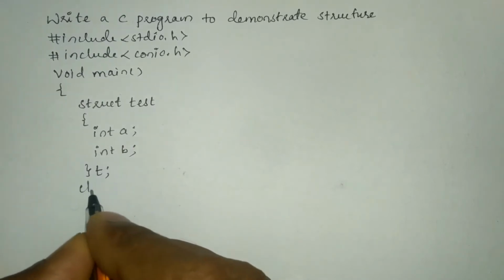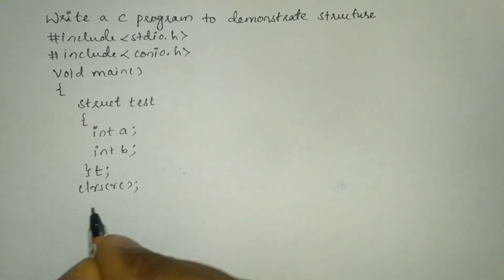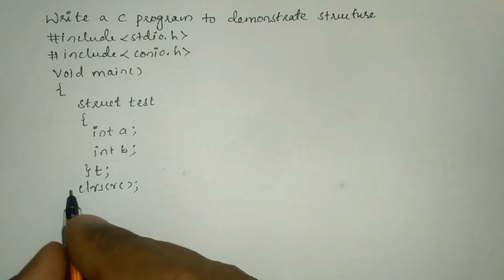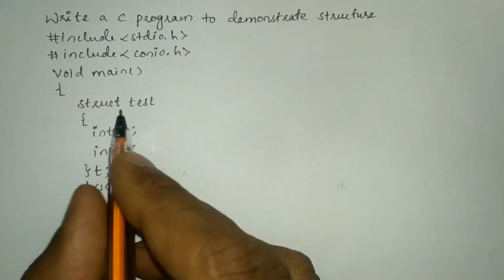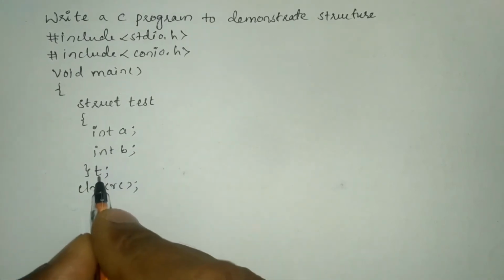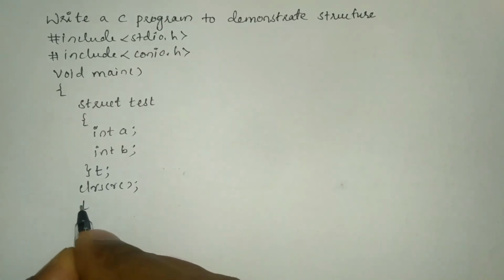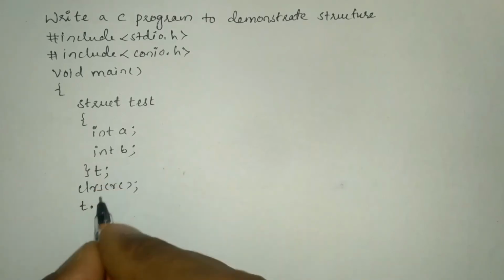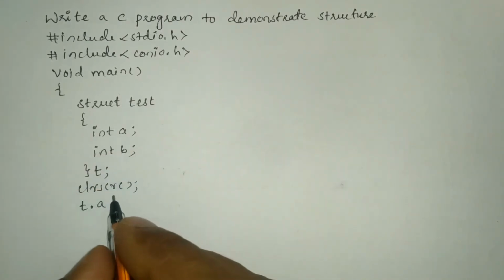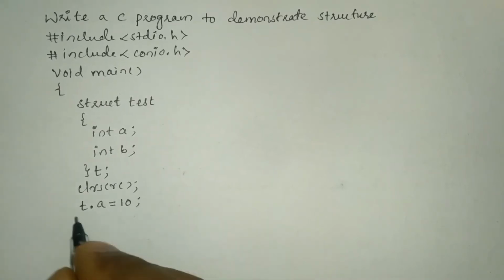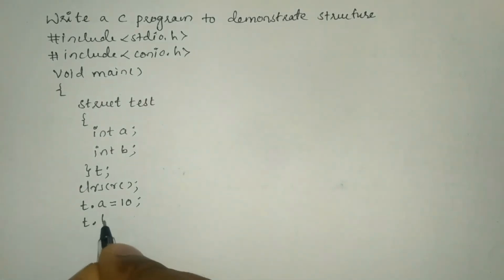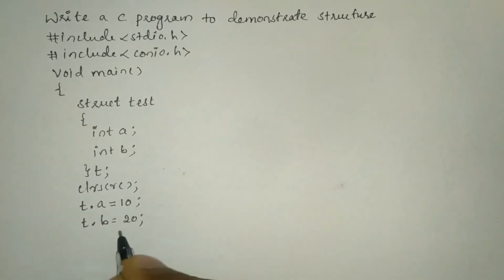Now let us write the clrscr function, which is used to clear the screen. In order to access the members of the structure definition, we have to use this object with the dot operator. So here I can write t is an object, dot is a member access operator, and a is a member of the structure definition. Here I'm going to equate this variable a with value 10, and similarly t dot b is equal to 20.